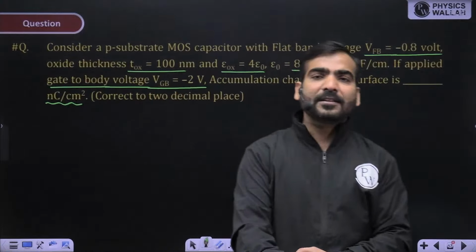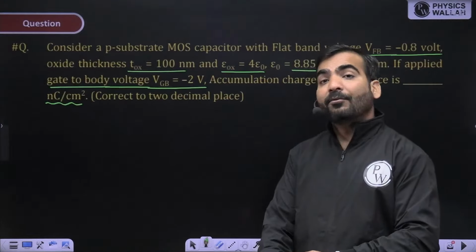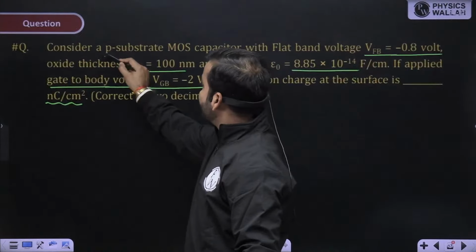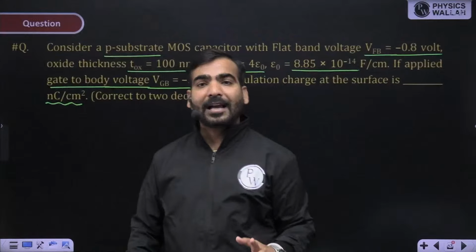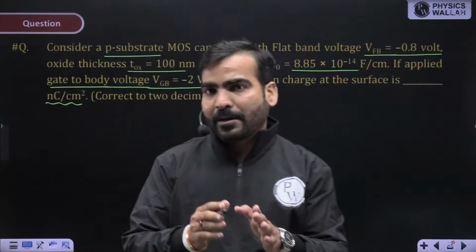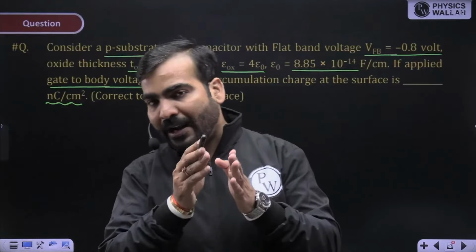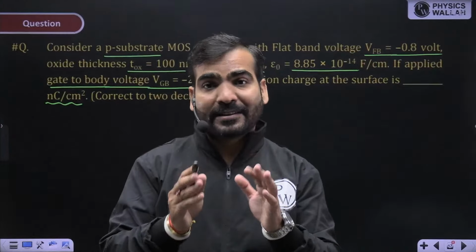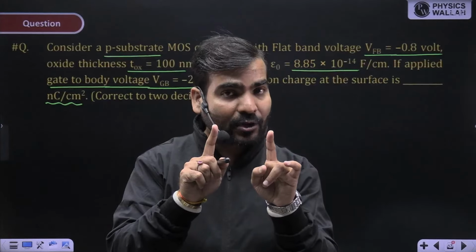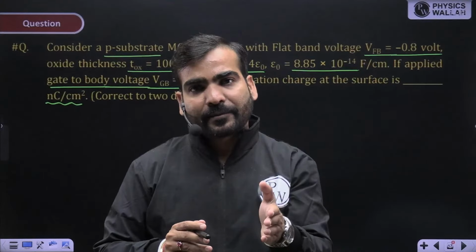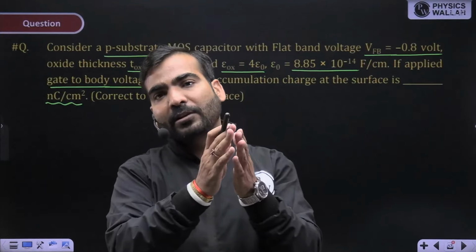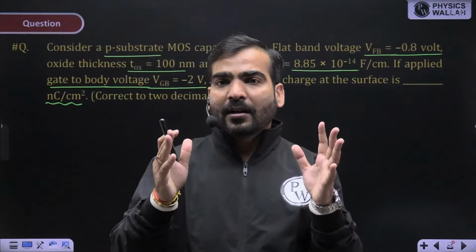What is accumulation? It is a mode of operation in the MOS capacitor. Because it is a P substrate, when the gate voltage is less than the flat band voltage, you have the accumulation mode. Ideally, flat band voltage is 0. If you apply negative voltage, you get accumulation. We are talking about the P substrate MOS capacitor case. If practically the flat band voltage is some X, what does this mean? When gate voltage is less than X, it is in the accumulation mode.